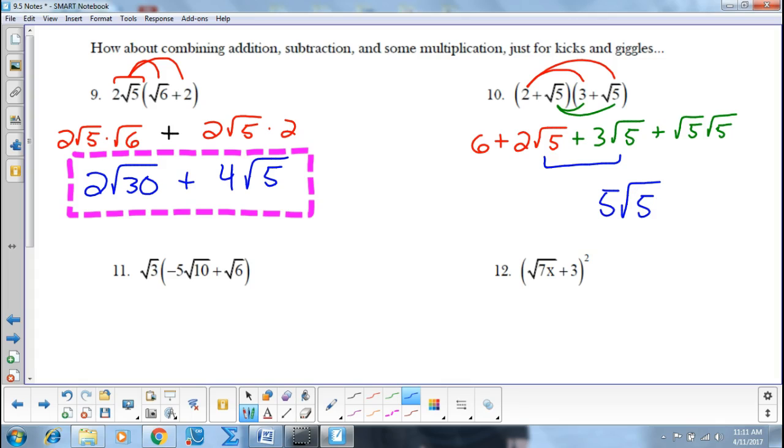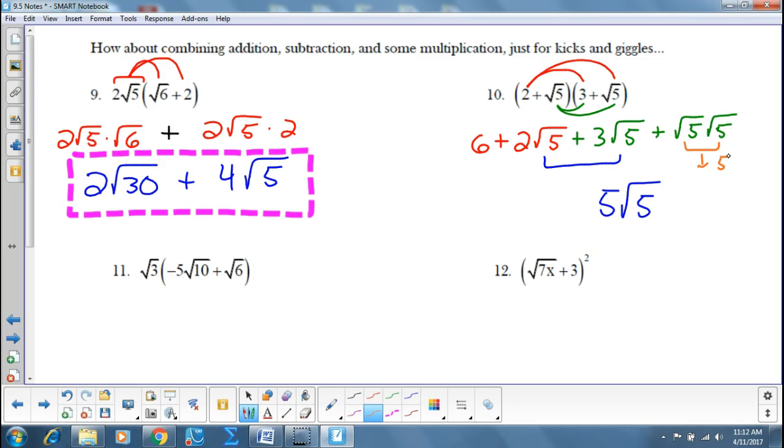What else? You can multiply the square root of 5 times the square root of 5 to get the square root of 25. Which is? 5. So this one becomes 5. Now can you bring that together with the 6? Because they're both just numbers. Okay, so what would that become then? 11. So my answer here is 11 plus 5 square roots of 5.